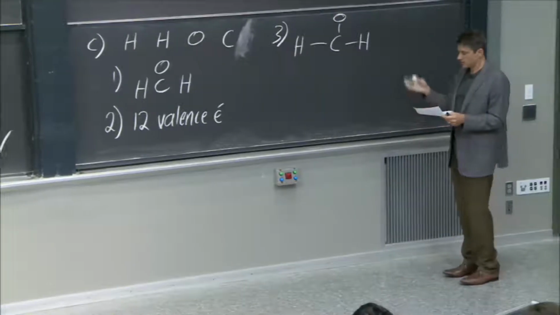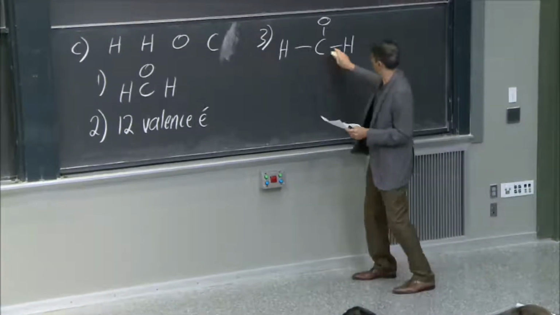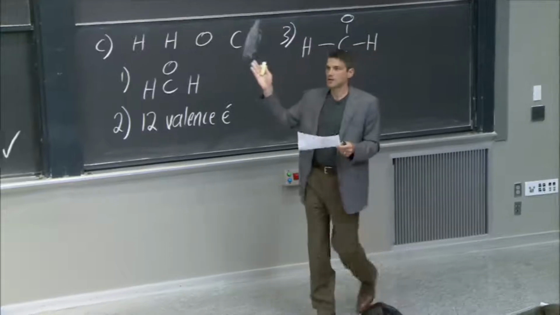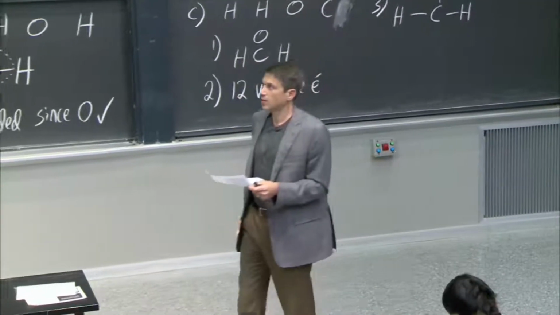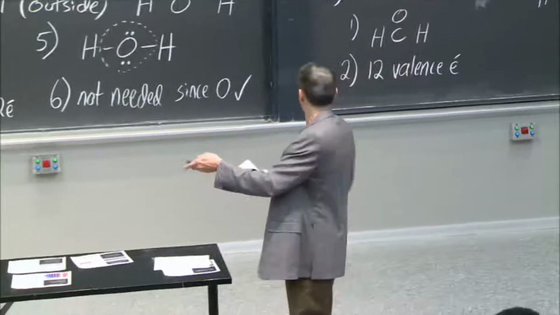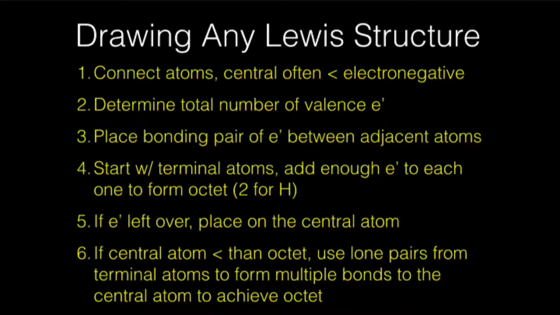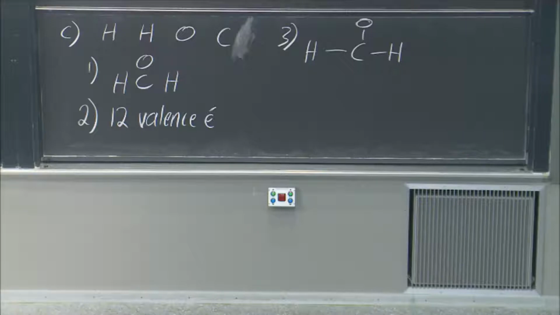So I've done step 3, and how many? Okay, so I've got 2, 4, 6. I've used up 6 electrons in this sharing, covalent bond situation, and I started with 12. So that means I've got 6 left. Okay, so I'm going to go to step 4.